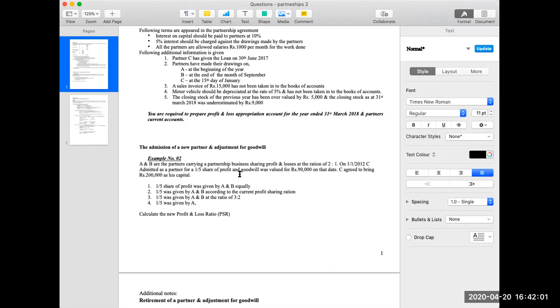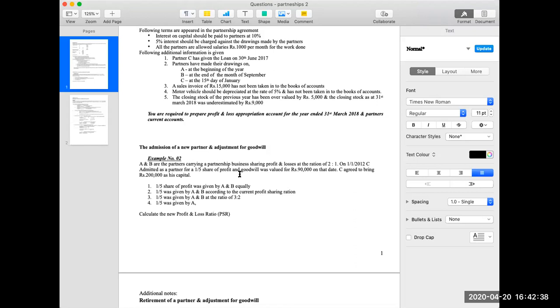Right, we'll see. A and B are the partners carrying a partnership business sharing profits and losses at the ratio of 2 to 1. On 1/1/2012, C was admitted as a partner for a 1/5 share of profit, and goodwill was valued at 90,000 on that date. C agreed to bring 200,000 as his capital. Although all this information is given, what you're required to do is to calculate the new profit and loss ratio, the new profit sharing ratio.